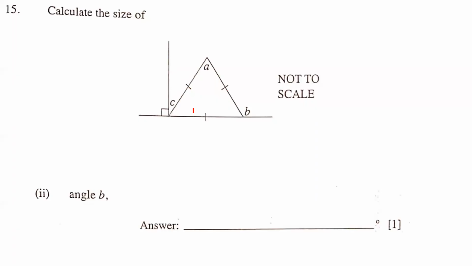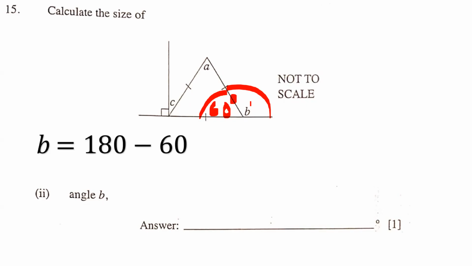Okay, let's look at B. Very important to note that we already know that this is 60, because it's an equilateral triangle, all of the angles are gonna be 60. So how are we gonna figure out what B is? Well, we know the angles at a point add up to 180 degrees. So if this is 60, it's just gonna be 180 degrees minus 60, and that's 120. So B is 120 degrees.